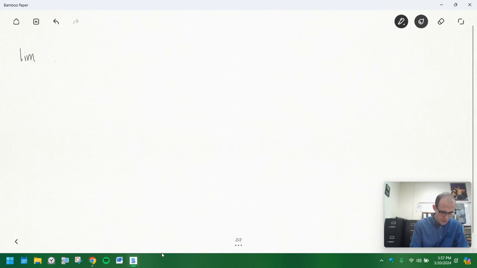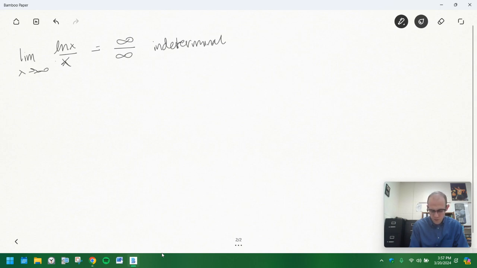So, limit as x approaches infinity of natural log of x over x. If I were to put in infinity for the numerator, I would get out infinity. And if I were to put infinity for the denominator, I get out infinity. So this is indeterminate. So let's apply L'Hopital's rule.